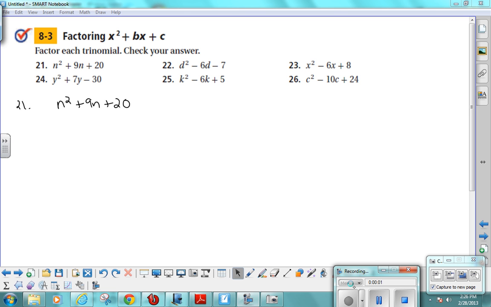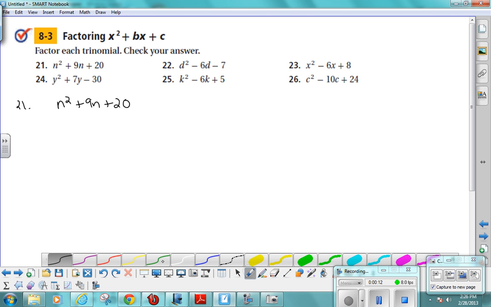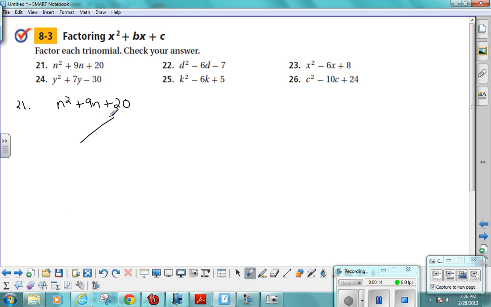Okay, for section 8.3, you're going to factor each trinomial. So these are in the form x squared plus bx plus c. So that's the indication that you can use the Korean method, or some of you like to do the box method. So if you want to do box, that's okay too.